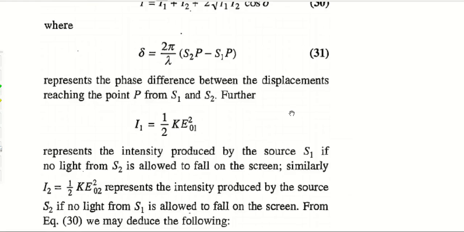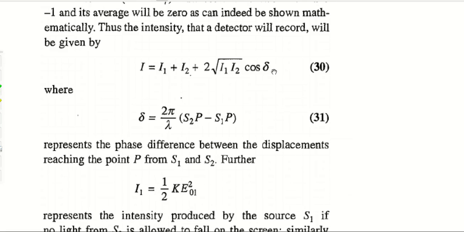Consider this formula of resultant intensity, where delta is the phase difference at the point P. You have measured this intensity at the point P. So delta is the phase difference at the point P between the waves, which involves the path difference between the waves multiplied by the 2 pi by lambda factor.